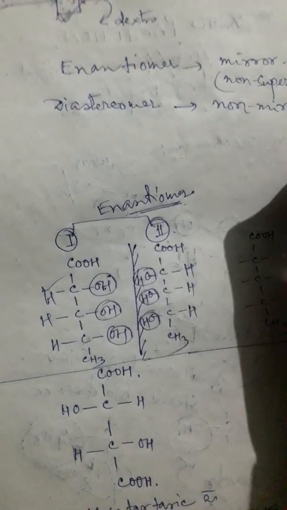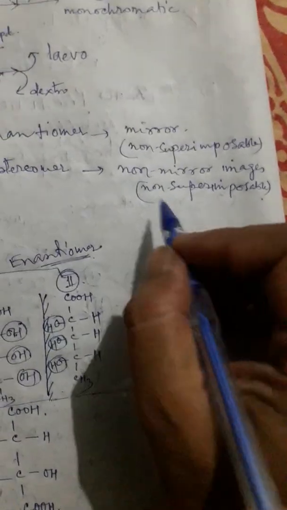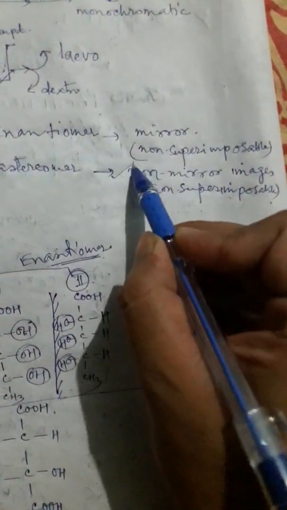Now what is diastereomer? Diastereomer is a compound that is non-mirror image. Non-mirror images of each other, obviously non-superimposable. Non-superimposable, non-mirror images. Okay, so take one example.